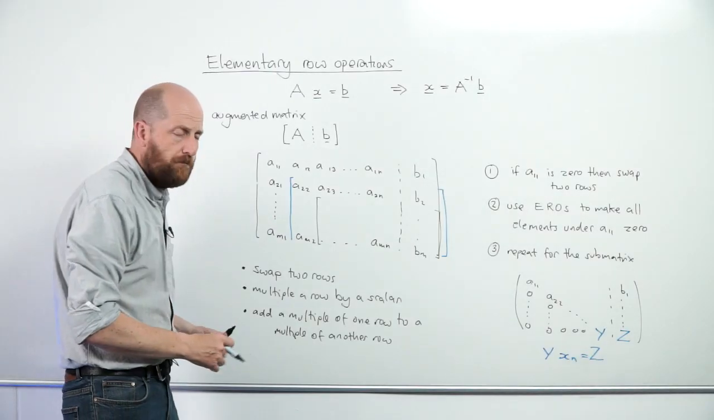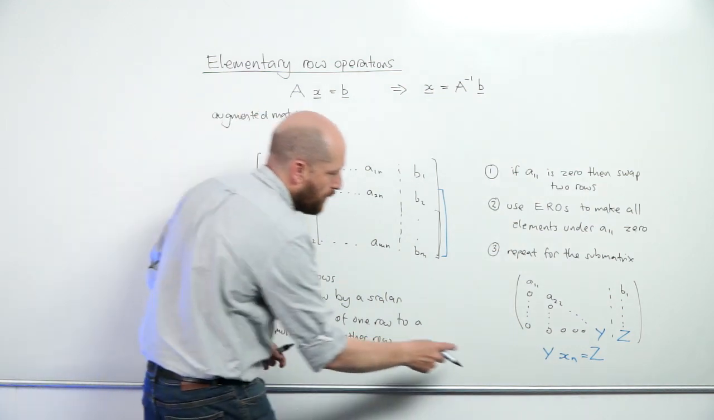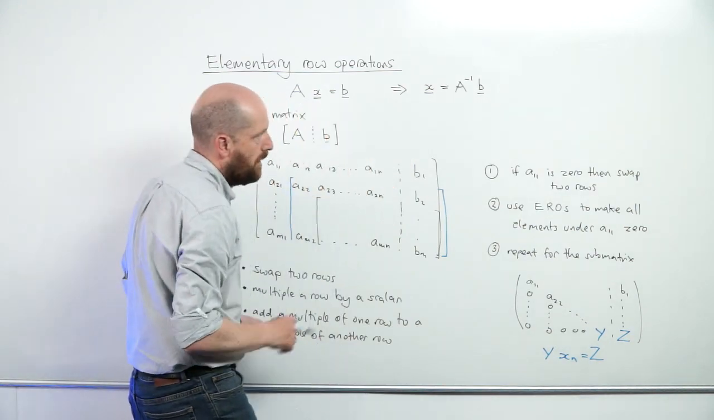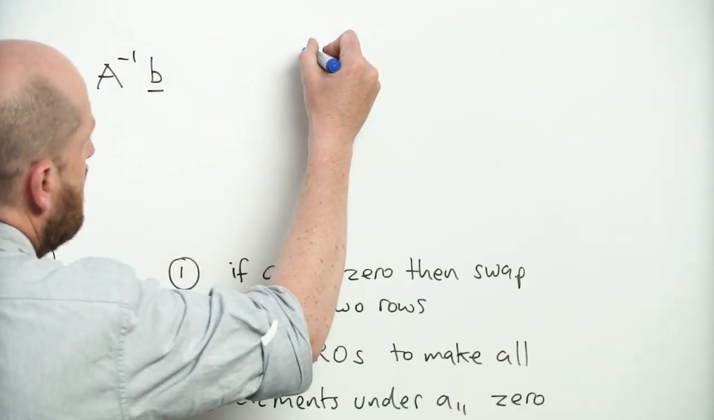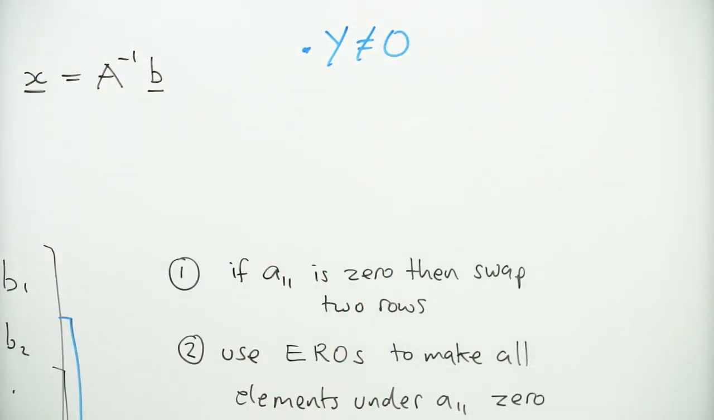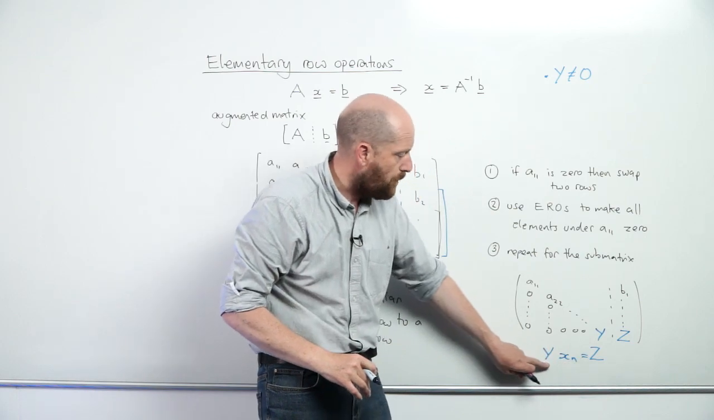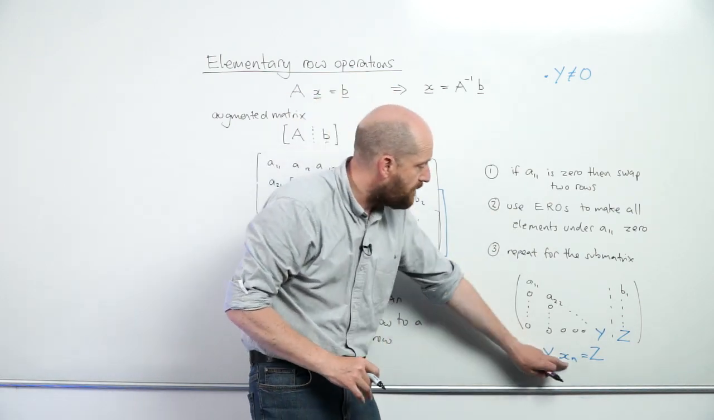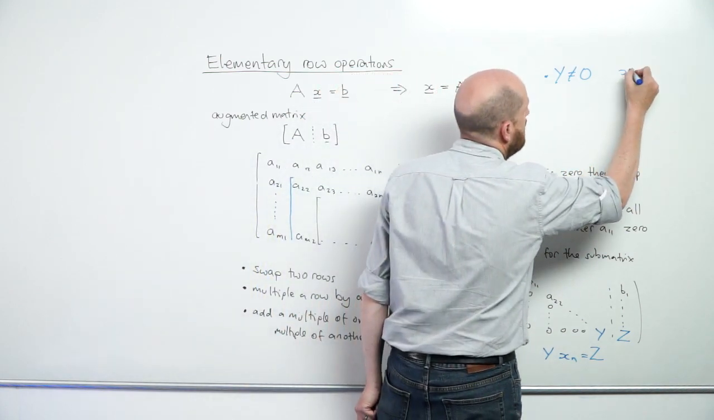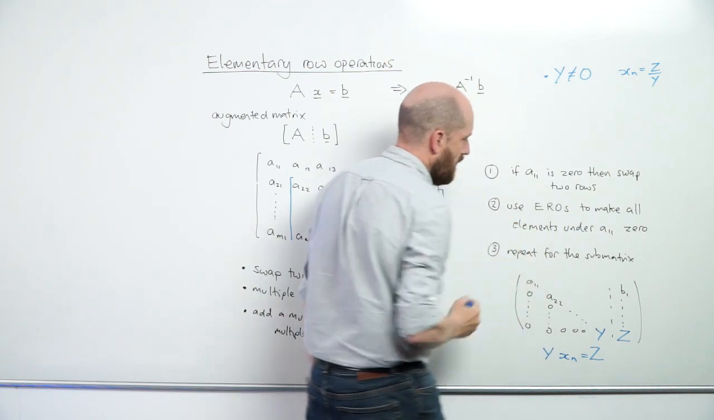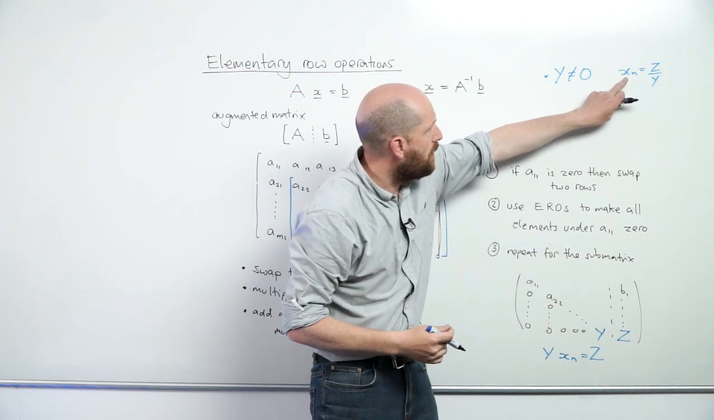Okay, there are a number of possibilities now that we have this equation y times xn equals z. The first possibility is if y doesn't equal 0. As long as y doesn't equal 0, then what can I do? I could divide both sides by y and get the value of xn. It's just z over y. And what I do then is, that's the solution of xn.